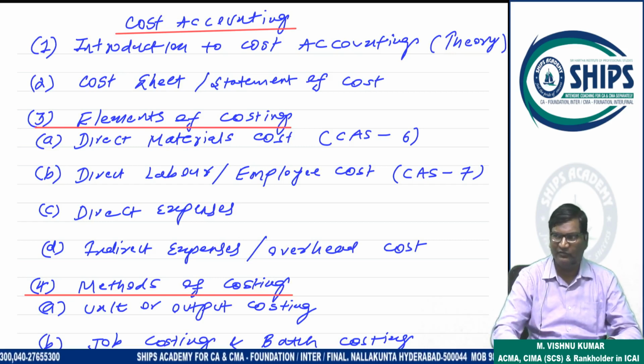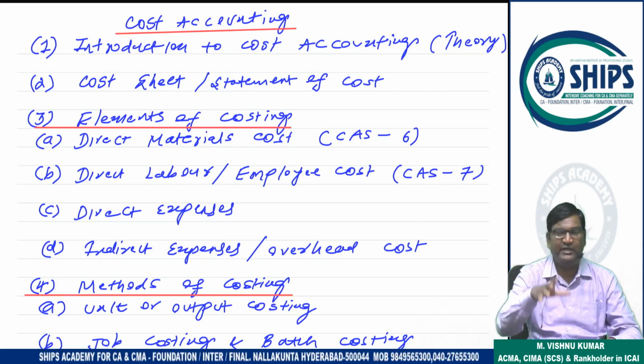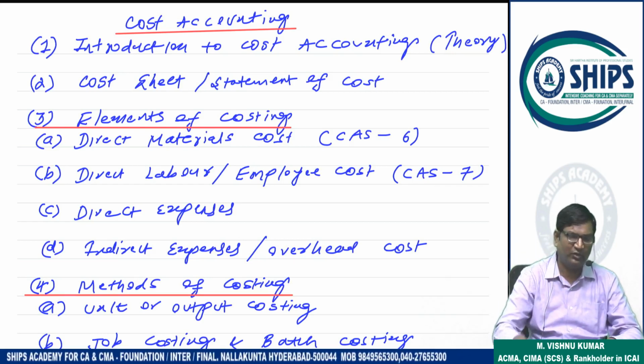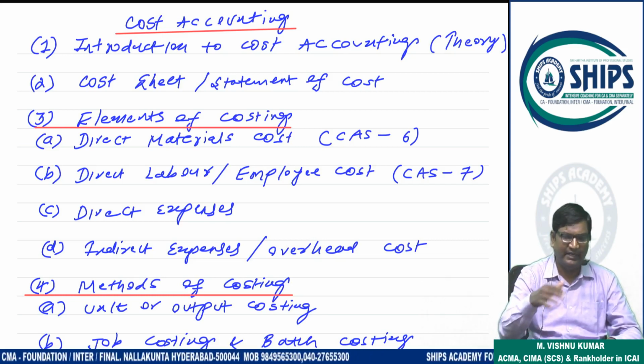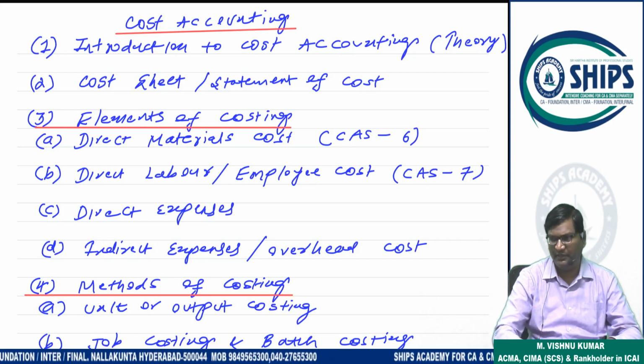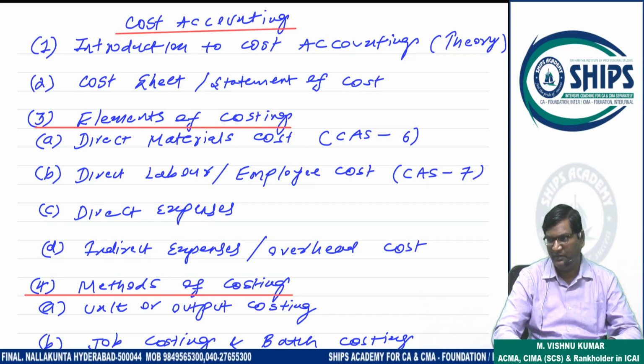So if you club direct material, direct labor and direct expenses, the total marks tested in the examination is 22. So from the exam point of view, these three topics are very important. We can expect 20 marks from these three. And in these three topics, cost accounting standards are also covered. In direct material, cost accounting standard 6 is applicable. In direct labor, cost accounting standard 7 is applicable. In direct expenses, cost accounting standard 10 is applicable. So sometimes a direct question will also come from cost accounting standards.